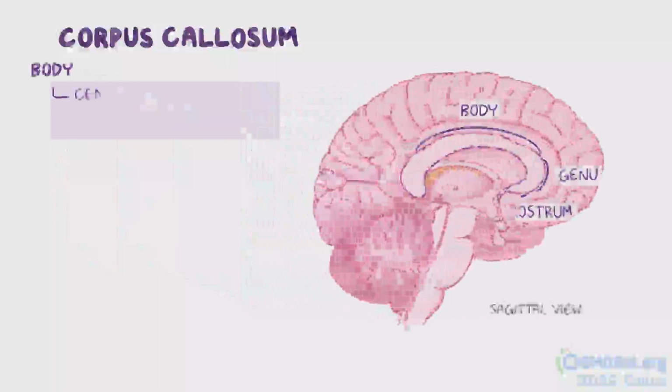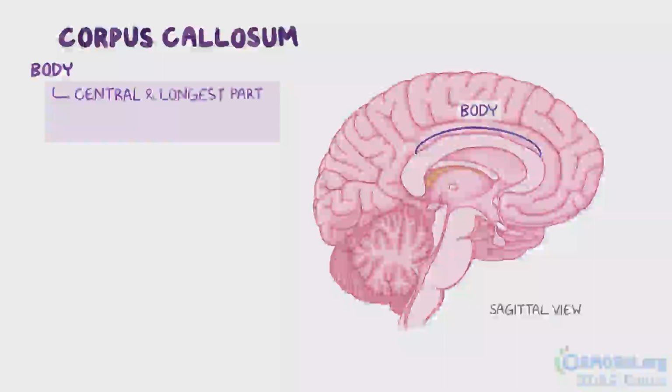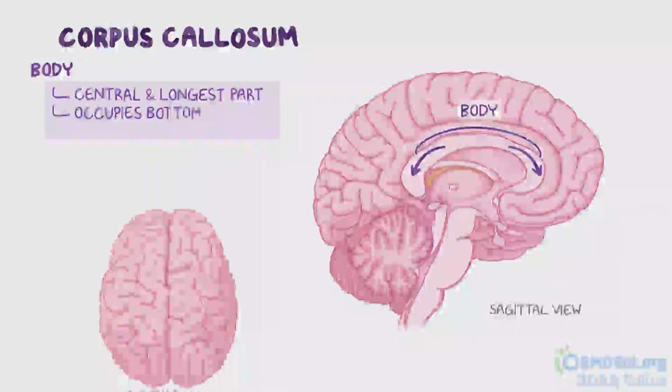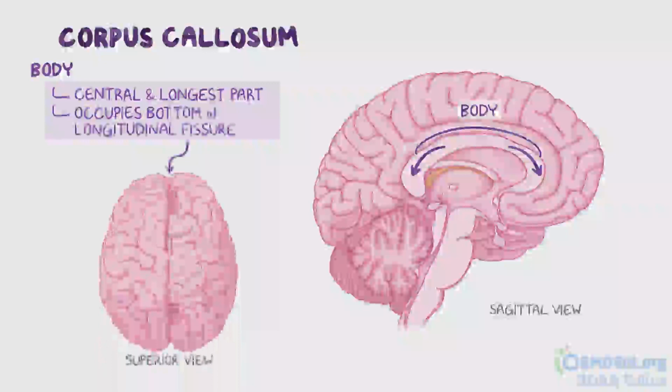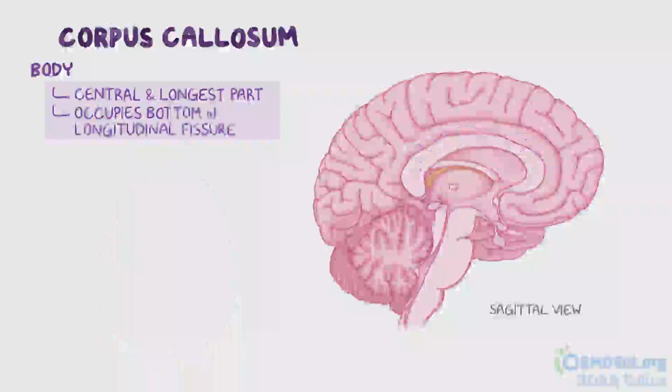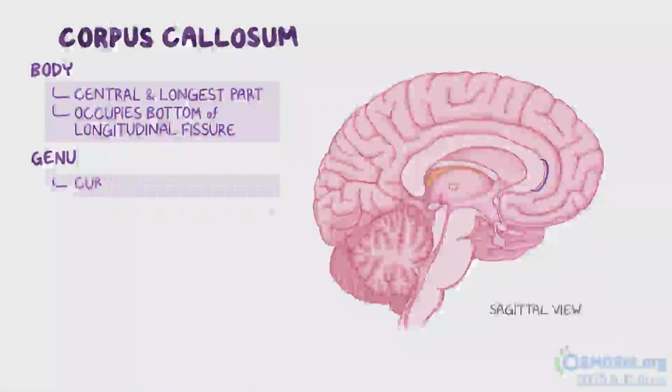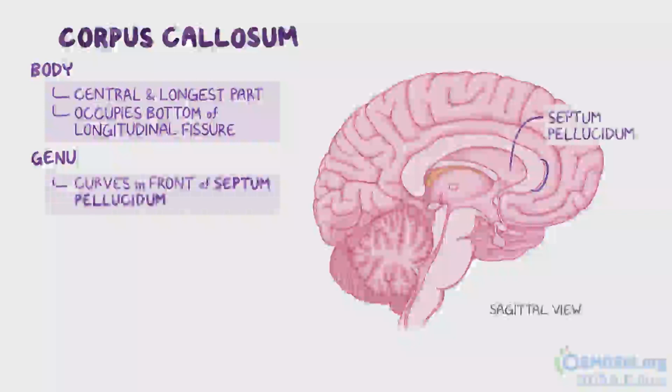The body is the central and longest part of the corpus callosum and continues rostrally as the genu and caudally as the splenium. The body of the corpus callosum occupies the bottom of the longitudinal fissure and arches between its rostral and caudal extents. The genu, meaning knee, is the rostral bend of the corpus callosum that curves in front of the septum pellucidum, which is a thin membrane that separates the anterior horns of the lateral ventricles.